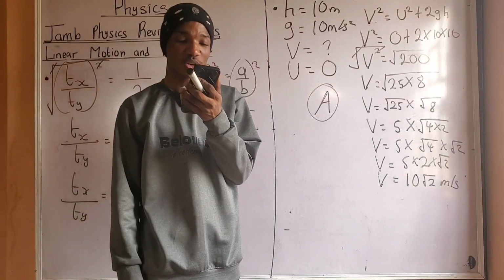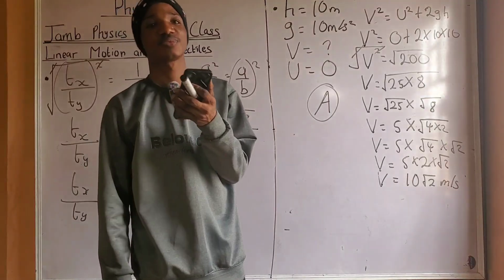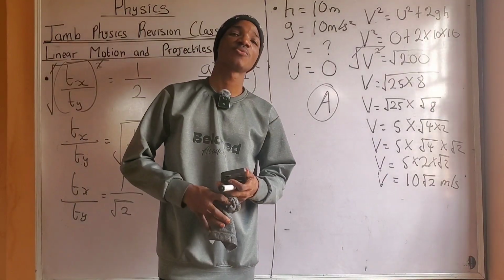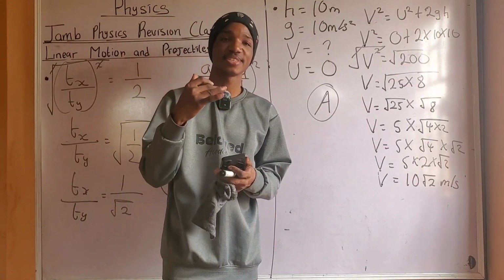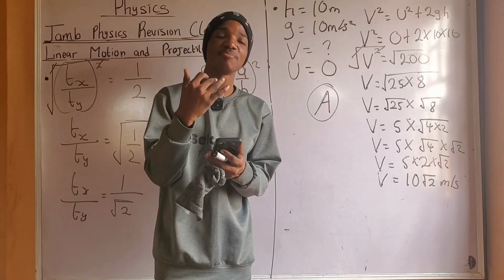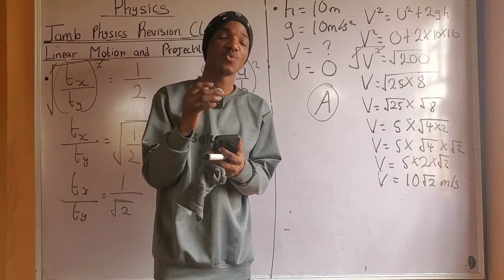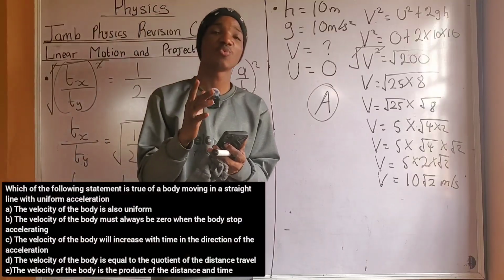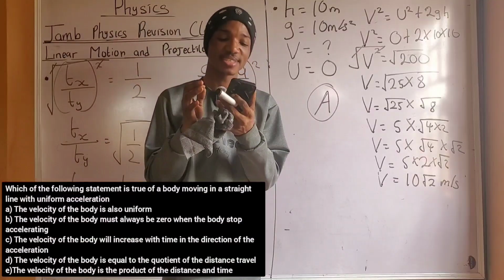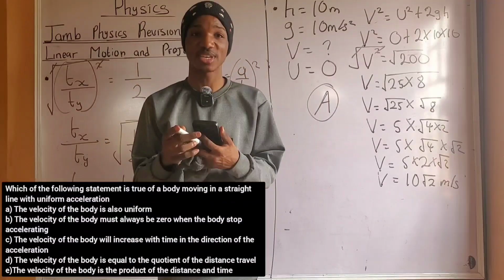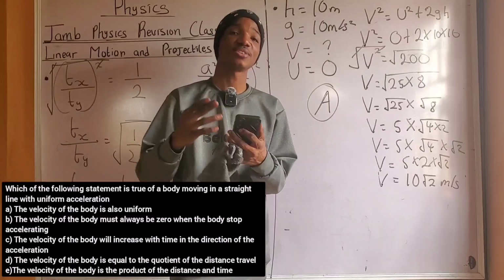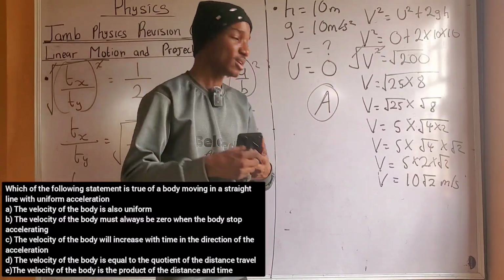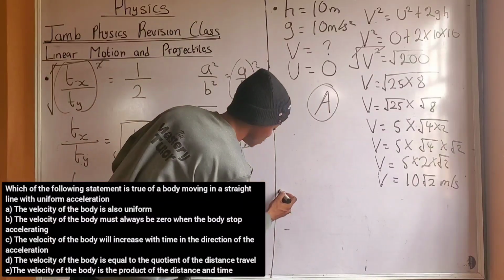Now, what do you understand by uniform acceleration? When the acceleration of a body increases at the same rate, are you getting it? When the increase in acceleration of the body with respect to time is constant, that is called uniform acceleration. It doesn't mean the acceleration is not increasing. Are you getting it? But okay, let me cite an example.